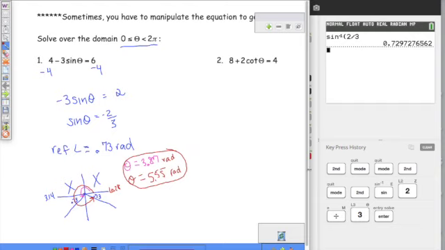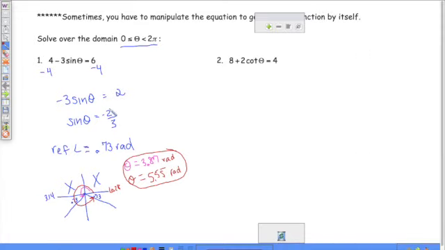So I'm going to skip number 2 because it is very similar to number 1. So I'm going to skip that one for now, and if I have to come back to it, I will. Let me see which ones I want to do next. You know what? I actually am going to do number 2 just because it's cotangent, and I don't know if you guys would know what to do with your calculator for this. So let me do it with you. I'm going to do the same exact thing. Subtract 8. So I have 2 cotangent theta is equal to negative 4. And then I get cotangent theta is equal to negative 2.